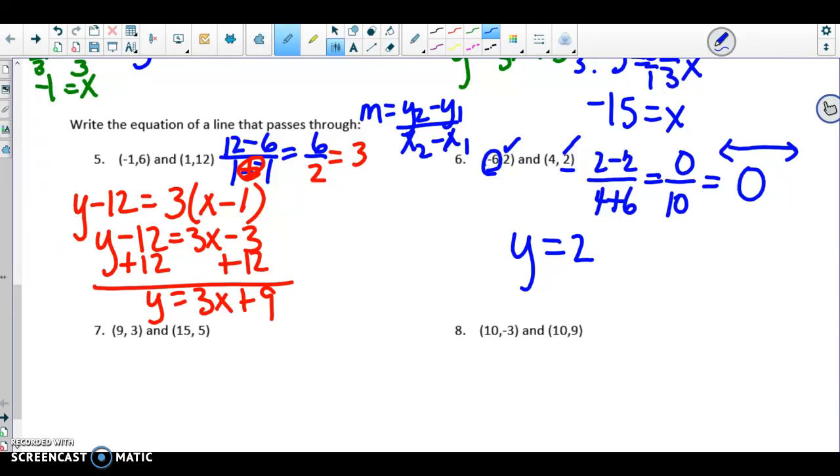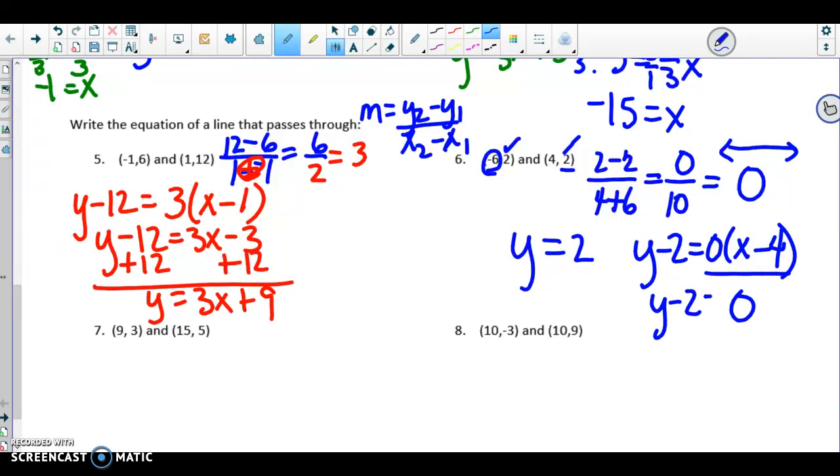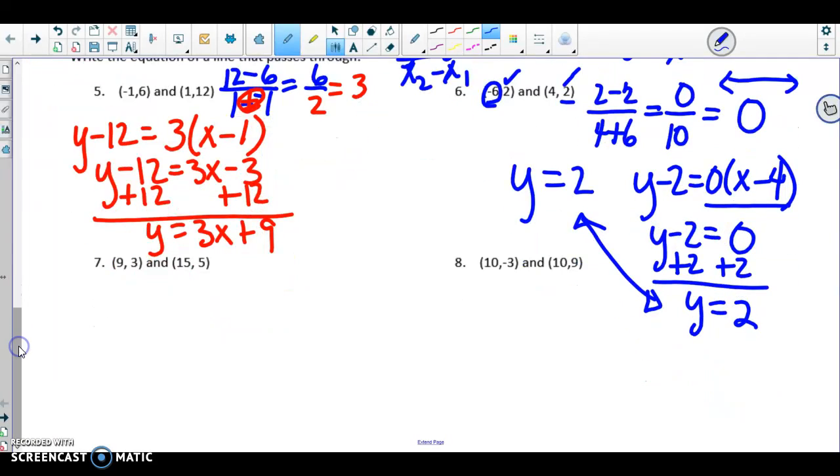Again, we could plug it in, and if I plug it in, it's going to be y minus 2 equals 0, x minus 4. Well, 0 times anything is just 0. And so y minus 2 equals 0. So if I add 2 to both sides, it's just going to be y equals 2. Same exact thing. So we can either skip all those steps and just know that, or we can plug it in just like we have to make sure. All right, so let's finish it up here.